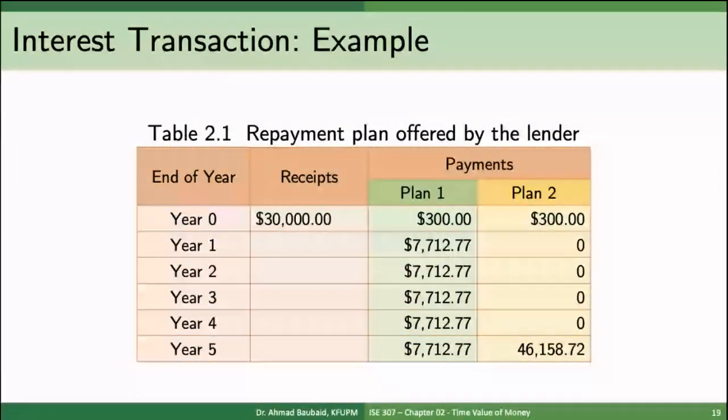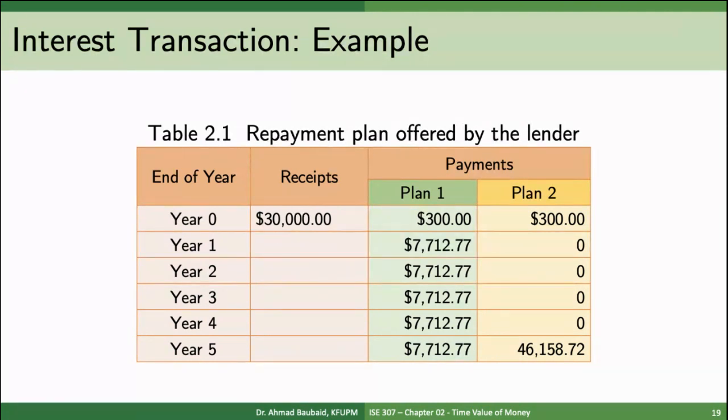So let's look at this in a table before we look at the cash flow diagram. These are the years. So this is today, year 0, and then a year from now, 2 years, and then at the end of 5 years, okay? In one column, we have the money that the student is going to receive. So this is from the perspective of the student, okay? So keep that in mind. This is money coming in. These are receipts. And so year 0, he's going to receive the $30,000, but he's going to have to pay immediately in both plans. He's going to have to pay the loan fee, which is $300, right?